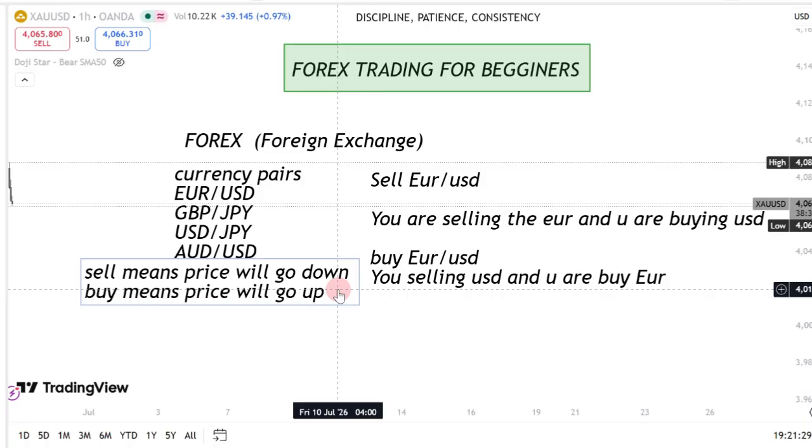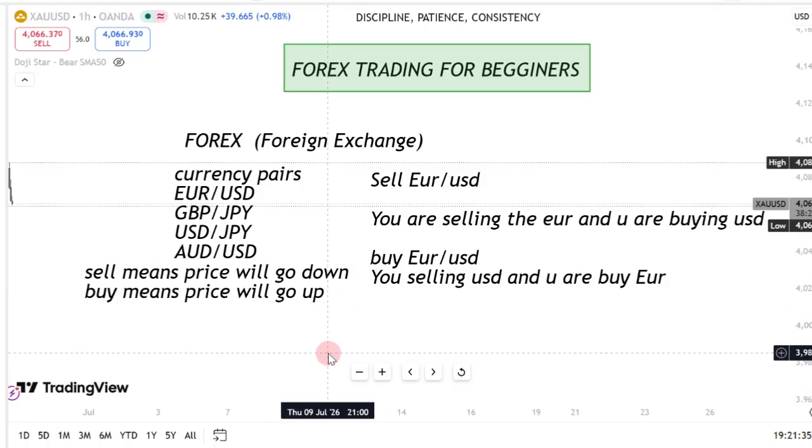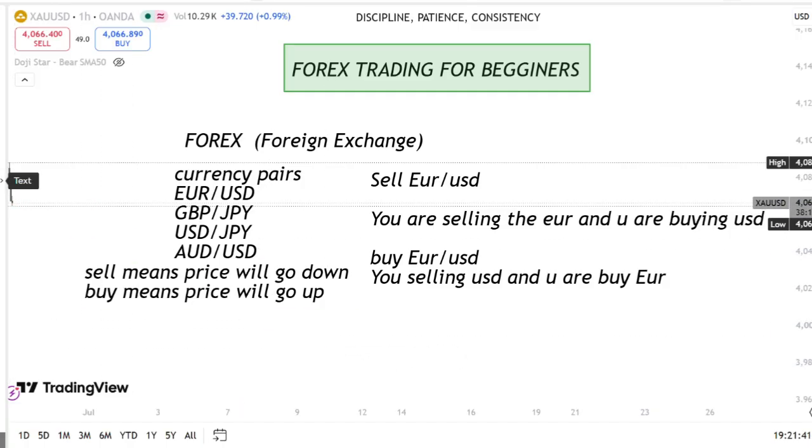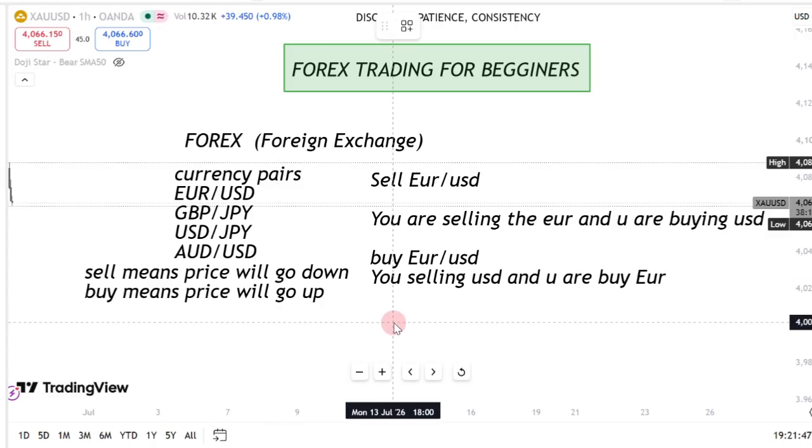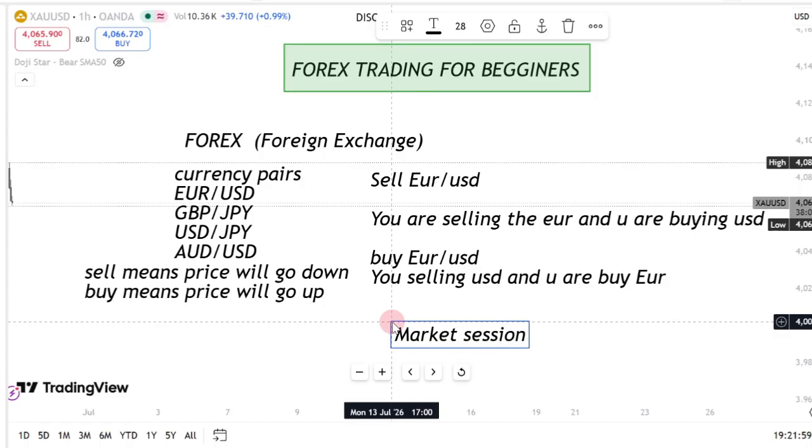When we talk about the market session, how we have sessions, how the forex market goes, we have the London session, New York session, Tokyo session, and Sydney session. So let's see here how the market session works. Market session, we have the London session.